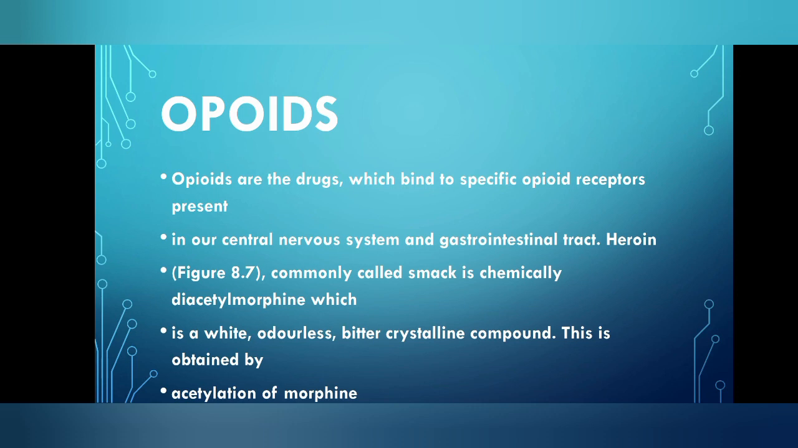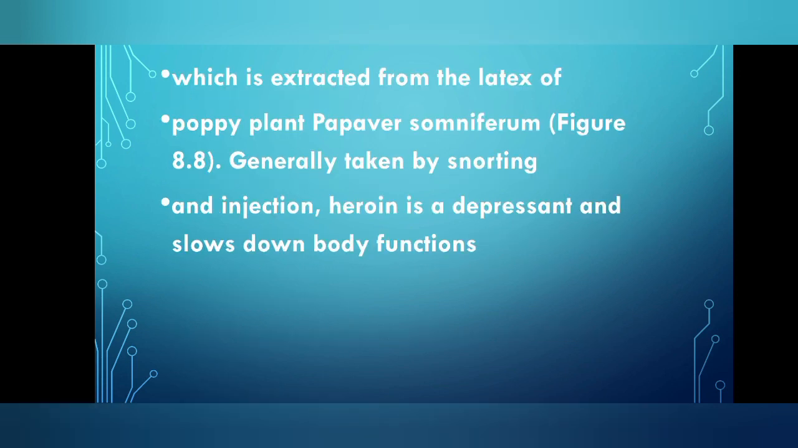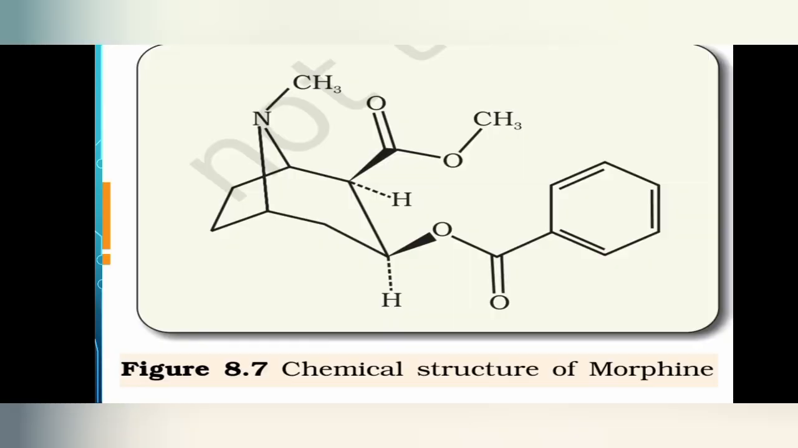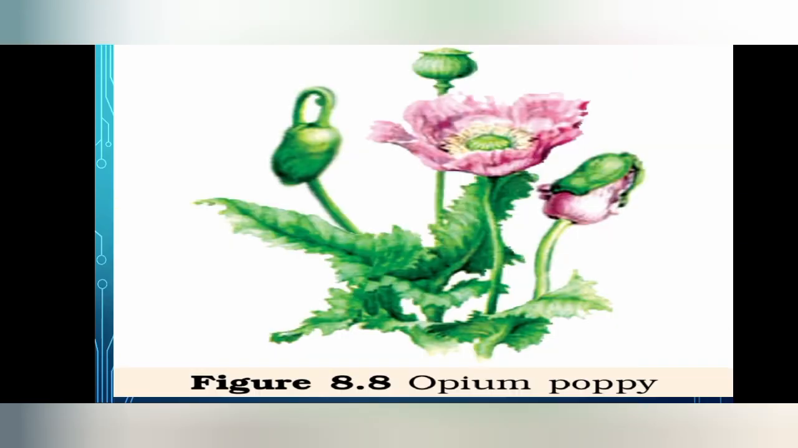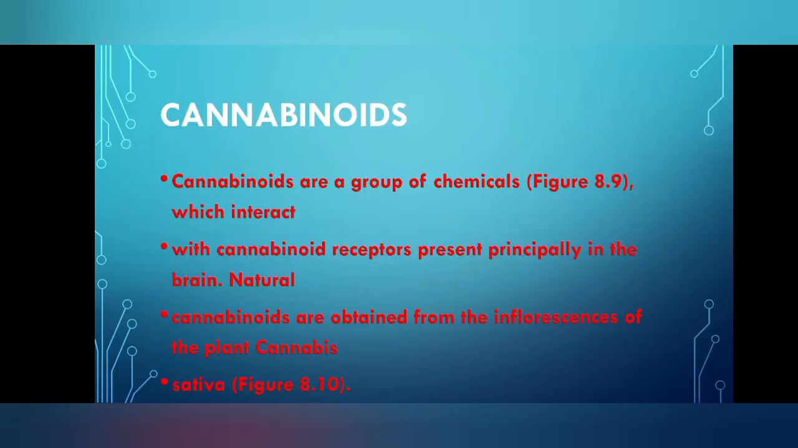This is obtained by acetylation of morphine, which is extracted from the latex of the poppy plant Papaver somniferum, generally taken by snorting and injection. Heroin is a depressant and slows down body function. This is the chemical structure of morphine, with a methyl group attached in this ring, and these are the opium poppy plants.